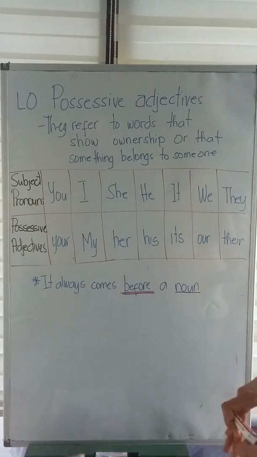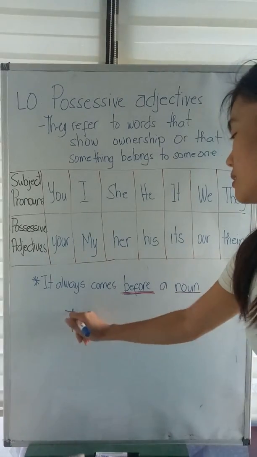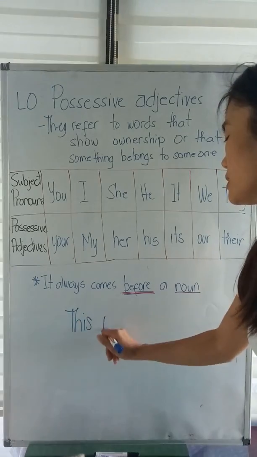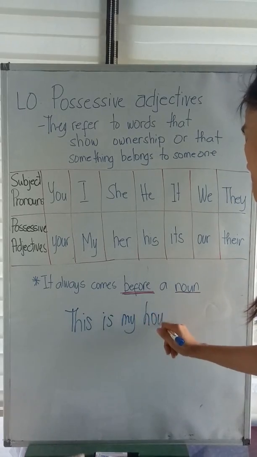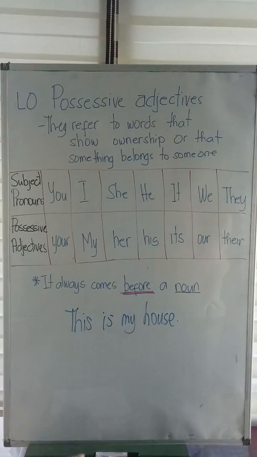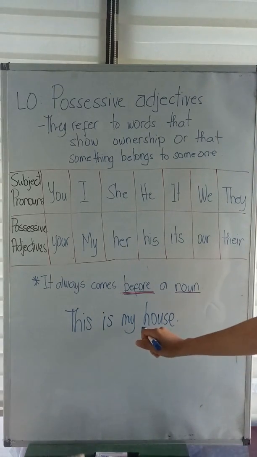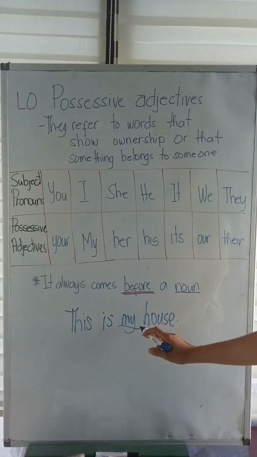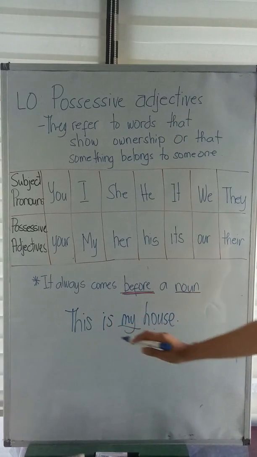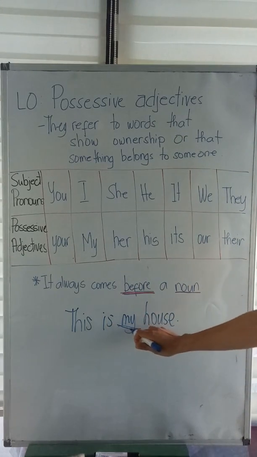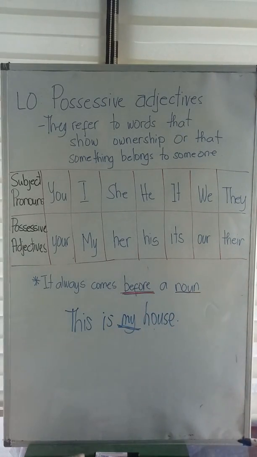Just need a pen. This is my house. In this sentence, this is my house. The possessive adjective here is my. It comes before the noun house. And as a possessive adjective shows ownership, you will ask who owns the house? My. The word my owns the house. One more example.